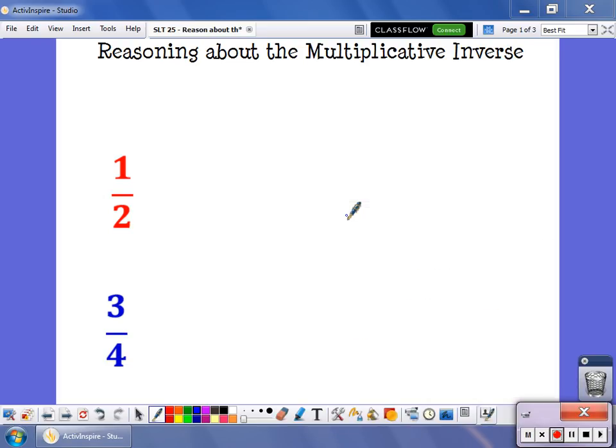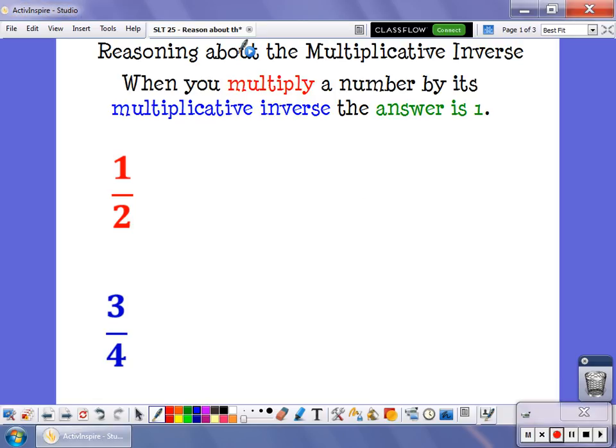You use a multiplicative inverse when you divide fractions. When you multiply a number by its multiplicative inverse, the answer is 1. So every number has a multiplicative inverse. If I take this fraction 1/2 and I multiply it by its multiplicative inverse, I'm going to get 1 times 2 is 2, and 2 times 1 is 2. And if I simplify that fraction, 2 over 2 gives me a product of 1.